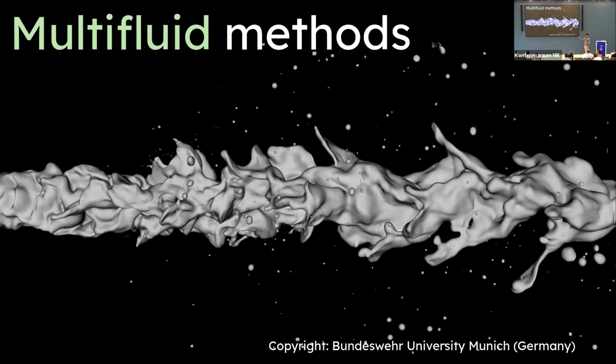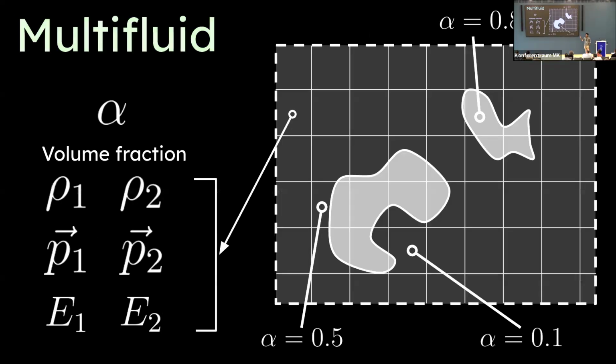The method that we went for was this multi-fluid method that Rainer introduced yesterday, where instead of having just one density, energy, or momentum in each cell of a simulation, you have multiple, and you keep track of them with this volume filling fraction, which gives you the ratio of how much of the first fluid you have versus the other one.